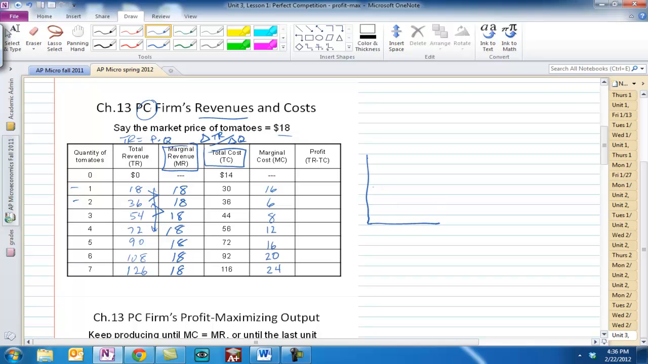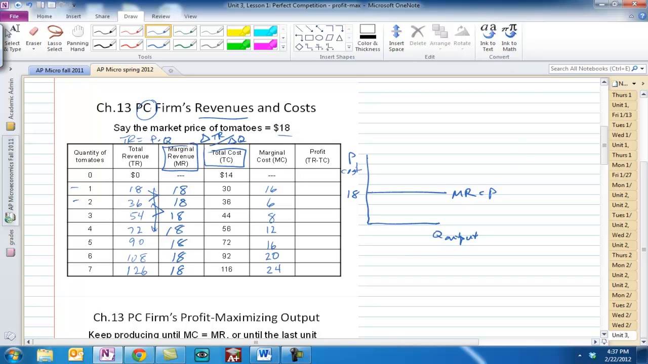So if we graph this, make this quantity of output, and this the price or the cost. At $18, we'd call this their marginal revenue curve. We even say marginal revenue curve even though it's a straight horizontal line. The marginal revenue is a horizontal line at the market price of the good. This is because it's a price taker and because it can sell all it wants for that market price.